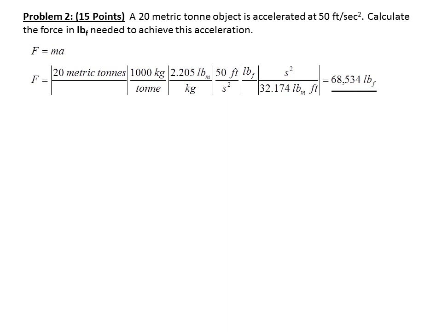Our mass conversion into pound mass is 2.205 pounds per kilogram. Acceleration is 50 feet per second squared. And now we need to convert this into units of pound force. Recognize that a pound force is the force delivered when a 32.174 pound mass object is accelerated at 1 foot per second squared. Therefore, the solution is 68,534 pound force.